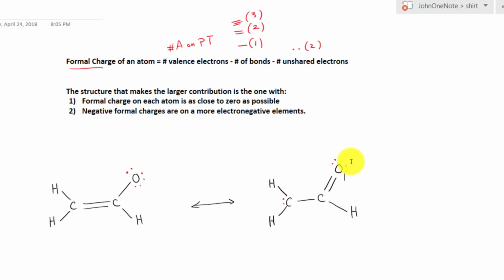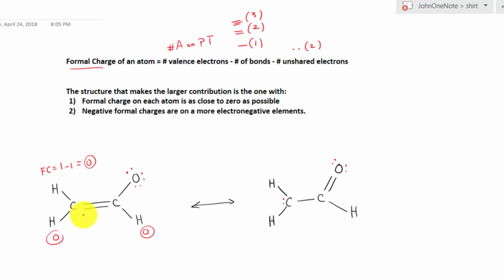Let's calculate the formal charge of hydrogen. For hydrogen, it has a formal charge of what? Well, the number of valence electrons for hydrogen is 1 because it's in group 1A, so we have 1. And the number of bonds, in this case, is just a single bond, so it's minus 1. Does it have any unshared electrons? No. Therefore, 1 minus 1 gives us a total of 0. So the formal charge for hydrogen is 0. And notice how this hydrogen and that hydrogen are pretty much the same, so we know right away this must be 0 as well. And that's the formal charge of hydrogen.